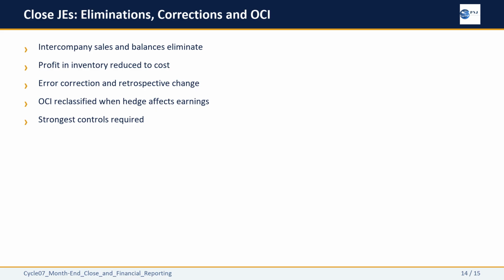For corrections, an immaterial prior period error debits retained earnings against the overstated account, and a retrospective change in accounting principle debits retained earnings for the cumulative effect. Finally, the other comprehensive income reclassification, abbreviated OCI, debits accumulated OCI for the effective cash flow hedge portion and credits the profit and loss line when the hedged item affects earnings. These entries demand the strongest controls.